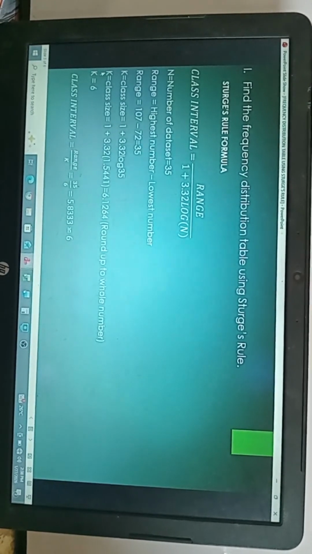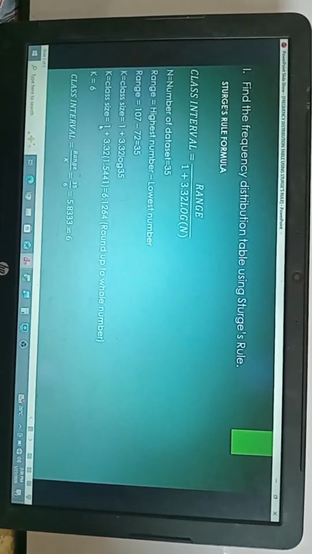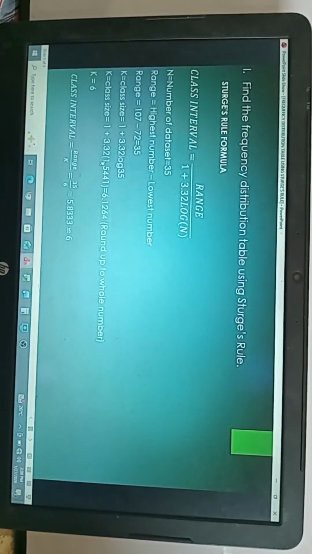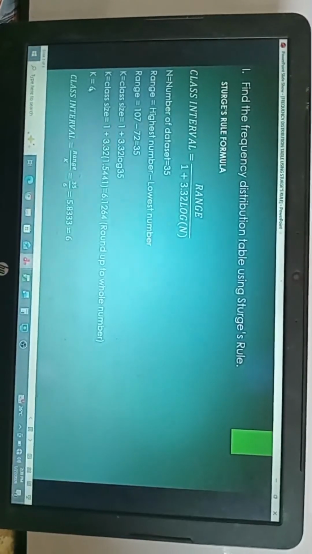That's why we have K is equal to class size is equal to 1 plus 3.32 log 35, and the log 35 is given to us as 1.5441, and the answer is 6.1264. We are going to round it up to the nearest whole number, and our K is 6.